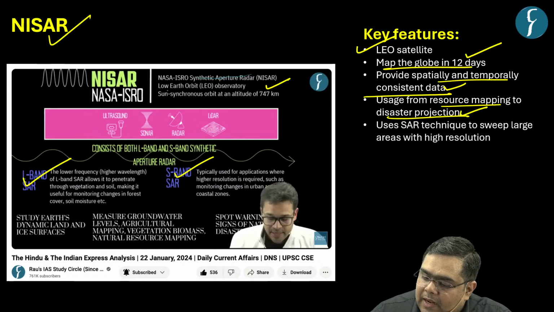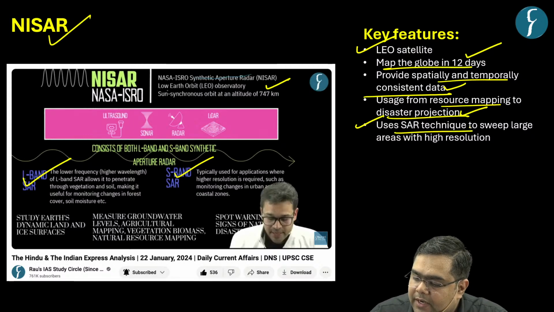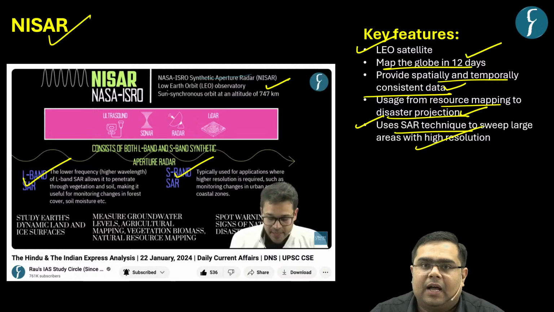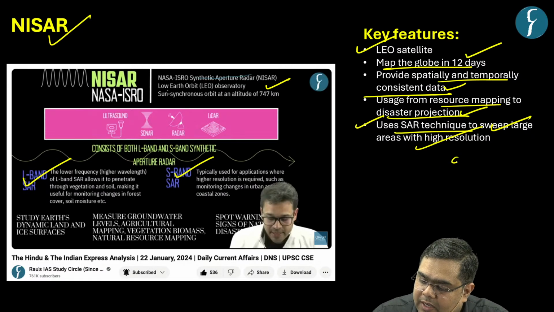And lastly, the advantage of this mechanism is that it uses the SAR technique to sweep large areas with high resolution. Usually what happens is that we are not able to sweep a large number of areas, and high resolution satellites are centered around a very narrow domain. But the advantage with this satellite is that it will be able to provide a large sweep, that means large area, broad coverage of area with a high resolution, right?